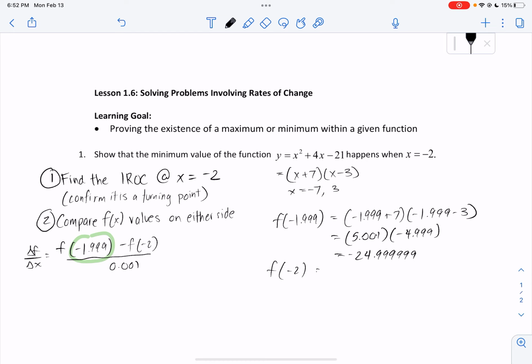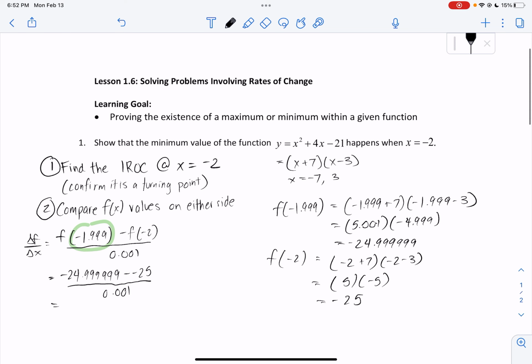Good. We now have one value. Let's find f at negative 2 next. Again, we're just finding the instantaneous rate of change here. After the last lesson, this should be pretty standard. So this is negative 2 plus 7, then negative 2 minus 3, which is 5 times negative 5, which is negative 25. Moving a little fast, but feel free to pause or slow down the video if you need more time to do these calculations. So now let's sub these back. So this is negative 24.999999 minus negative 25, all over 0.001.